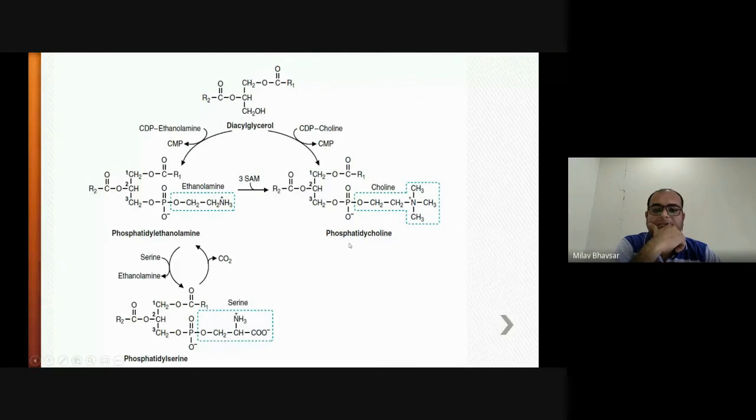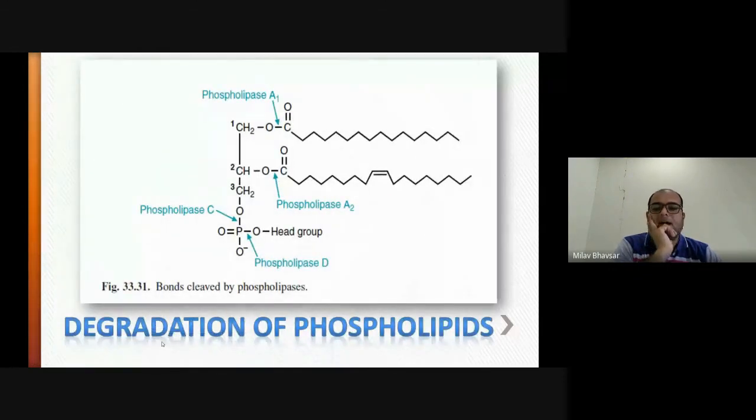This is the generation of phosphatidylcholine as well as phosphatidylserine. How are these degraded with the help of phospholipases? There are different types of phospholipases, classified depending on where they act, on carbon 1, 2, 3 and the head component. Phospholipase C will act on the phosphate group, D will act on the head group, A1 will remove chain 1, A2 will remove chain 2.